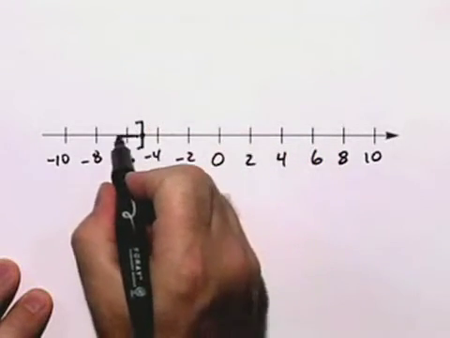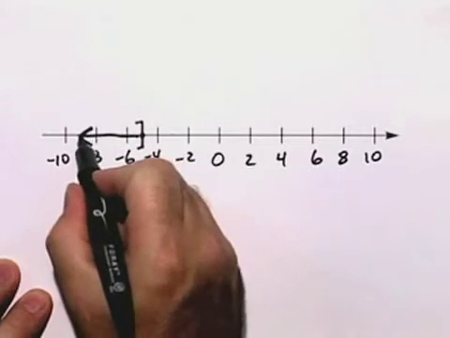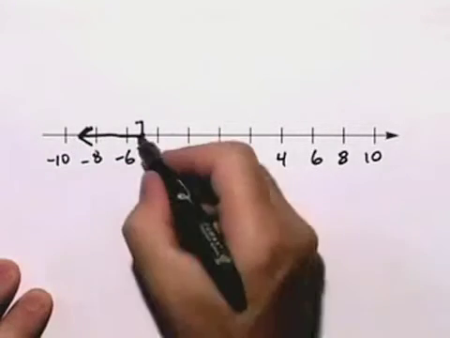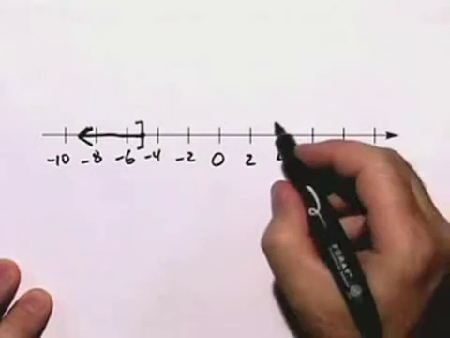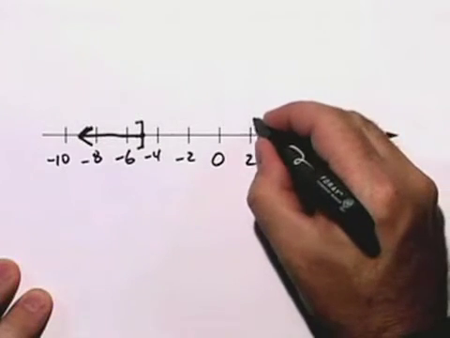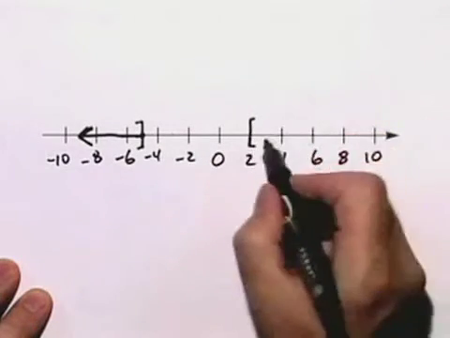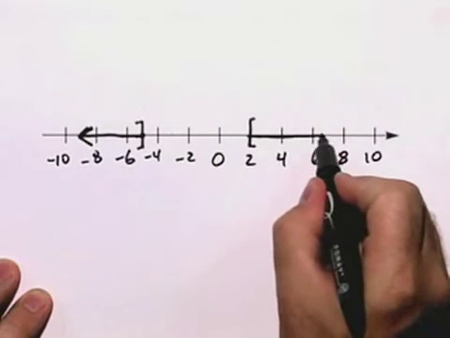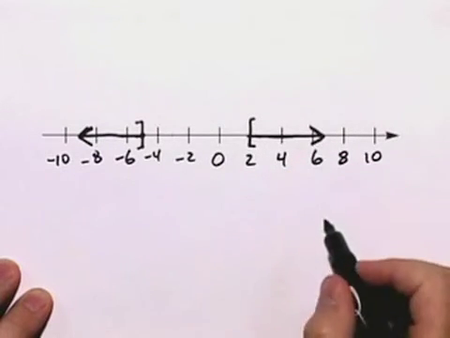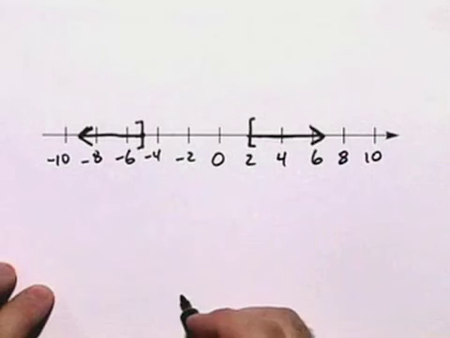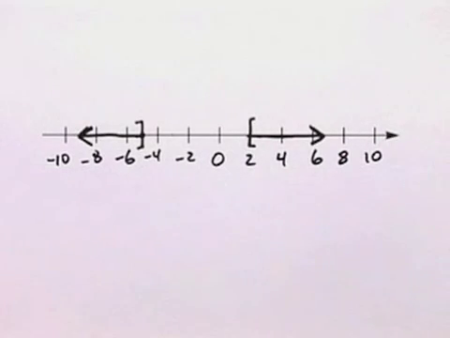We're going to draw an arrow that points to the left to indicate this goes to negative infinity. We also had the part 2 to infinity. We'll put a square bracket at 2. And we'll draw an arrow to the right indicating this goes off to positive infinity. And there's the graph of the solution set for our absolute value inequality.